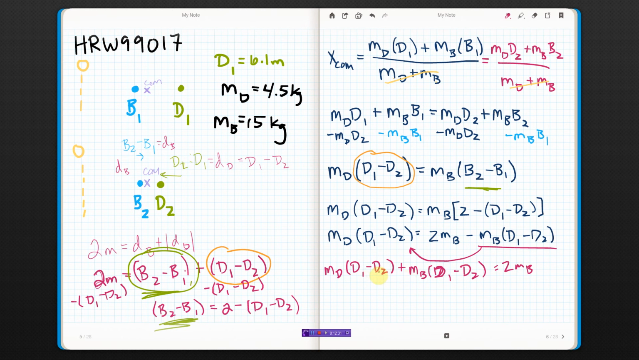Now if you look, what I have is two different things multiplied by this quantity. So I'm going to treat this quantity as a variable. So I'm going to combine these like terms, and what I get is the mass of the dog plus the mass of the boat times the quantity D1 minus D2 equals 2 MB. I'm going to divide both sides by this quantity. I'm running out of room. No, stop. It's getting really sloppy.